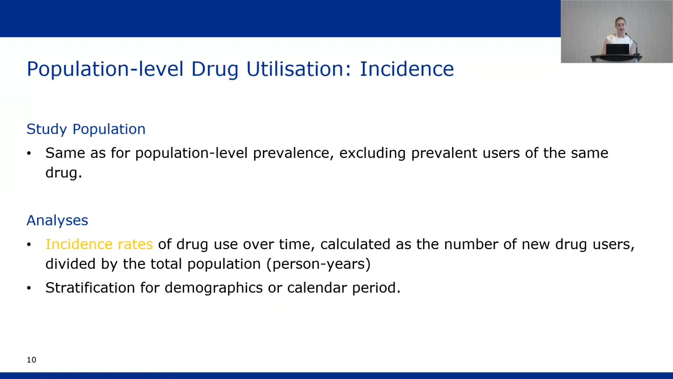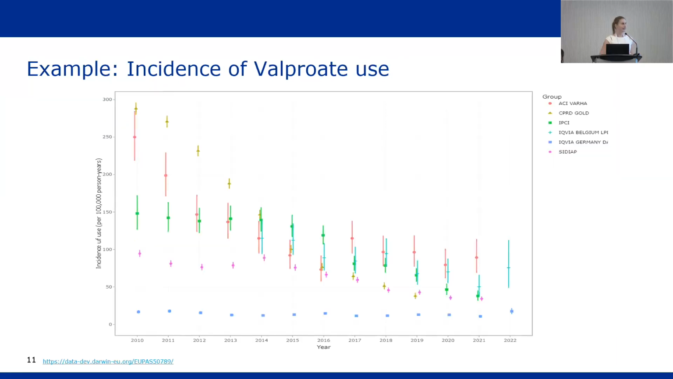As for incidence, another measure of population-level drug utilization, we usually use the same population, but obviously exclude people who have previously used the same drug, so we get a new user cohort. We can look at the incidence of drug use over time, and that is again calculated as the number of new drug users divided by the total population shown in person years. Again, stratified analyses were needed.